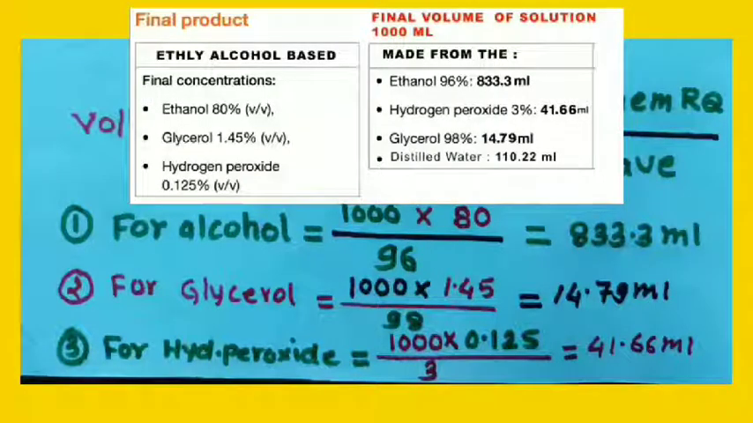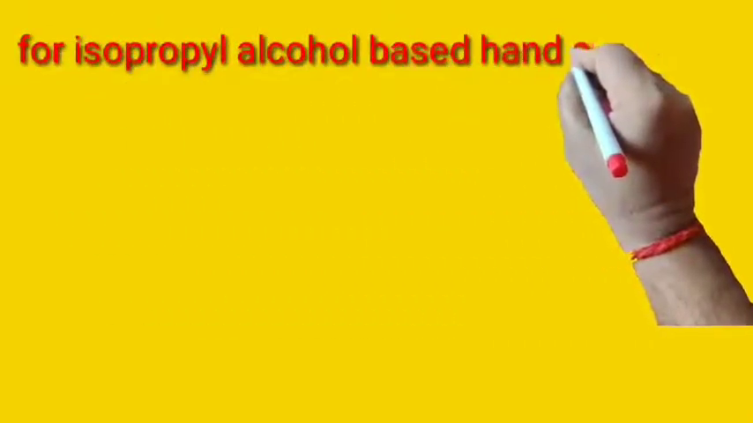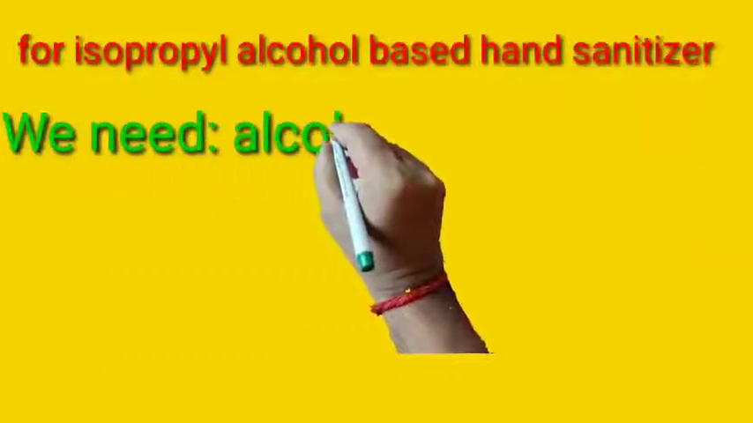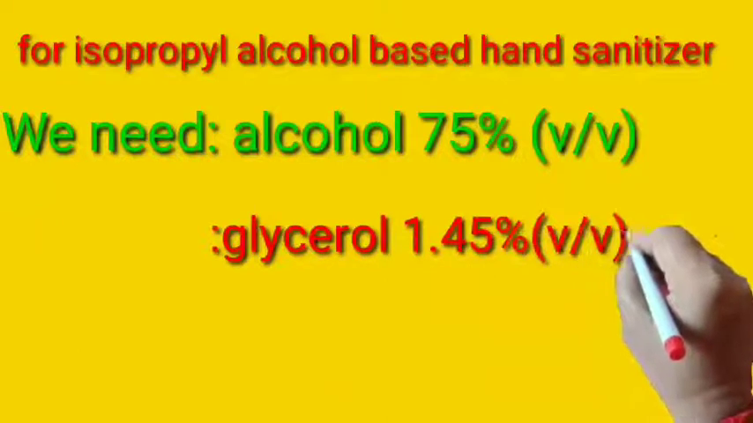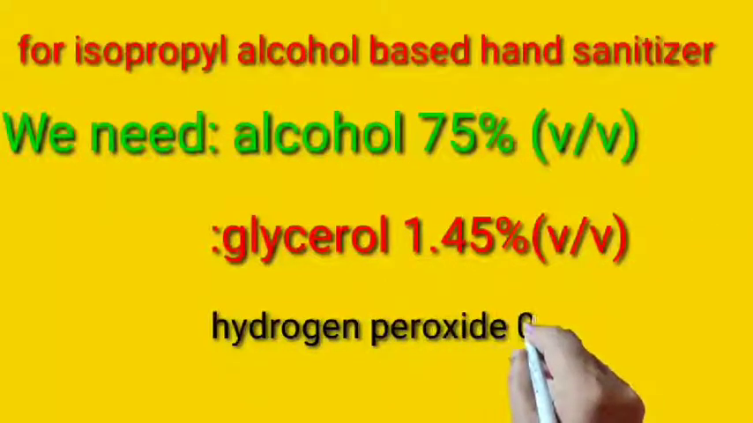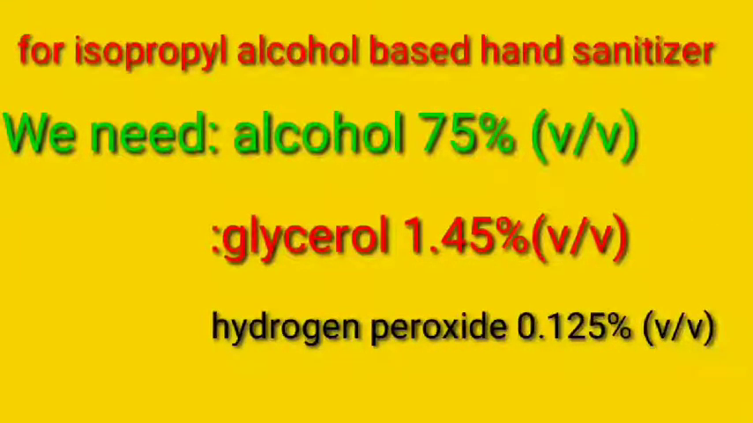WHO also recommended 80% ethanol, glycerol 1.45% and hydrogen peroxide 0.125%. According to this, ethanol required 833.3 ml, hydrogen peroxide 41.4 ml and glycerol 14.79 ml. For isopropyl alcohol based hand sanitizer we need alcohol only 75% in our final product, not 80%, but the percentage of glycerol and hydrogen peroxide is the same as earlier.